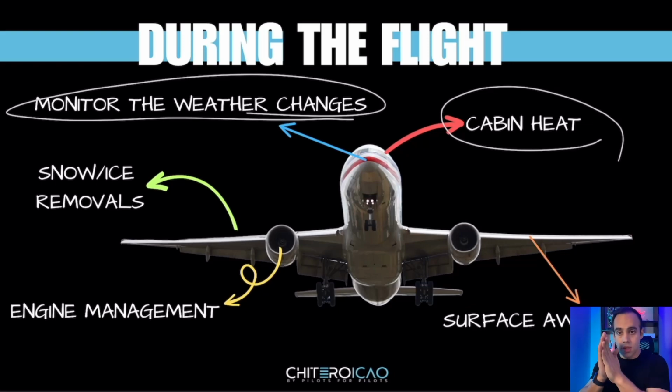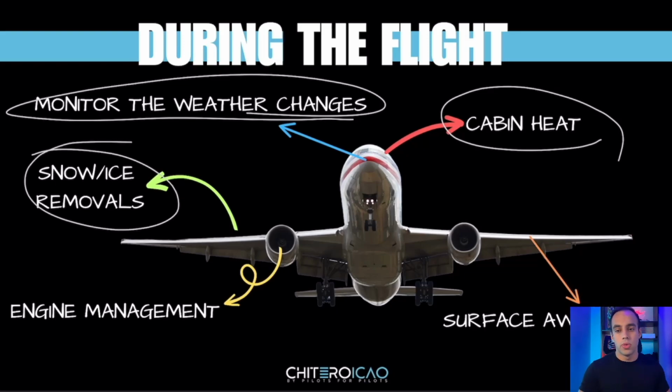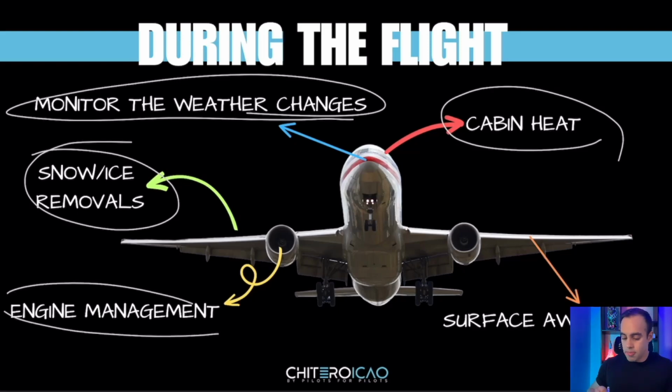So first thing, we need to monitor the weather changes. We need to worry about the cabin, which means us. The cabin needs to be in a decent temperature. You need to be well clothed. Grab some coffee, whatever you can. Of course, after that, snow or ice removal, right? We need the de-ice and anti-ice as well. We need engine management. We need to see if our power and performance is okay, that we're not losing power due to ice accumulation.